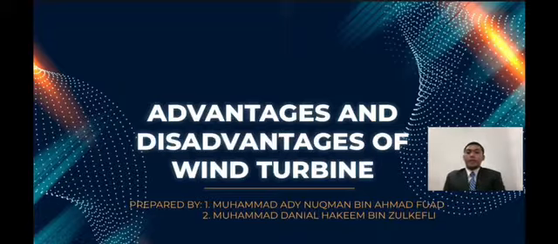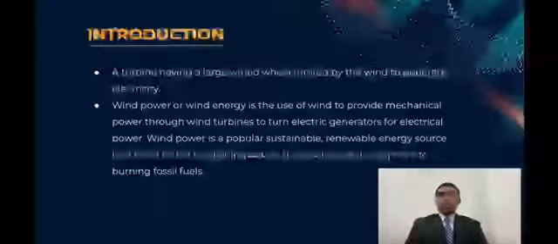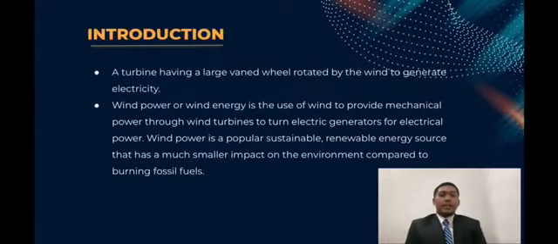We will present about the advantages and disadvantages of wind turbines. Introduction. A wind turbine is a turbine having a large vane wheel rotated by the wind to generate electricity. Wind power or wind energy is the use of wind to provide mechanical power through wind turbines to turn electric generators for electrical power. Wind power is a popular, sustainable, renewable energy source that has a much smaller impact on the environment compared to burning fossil fuels.